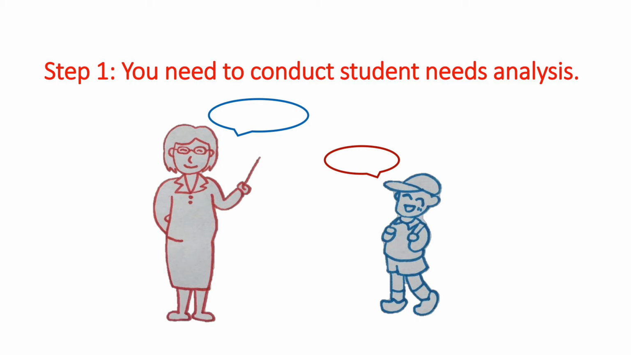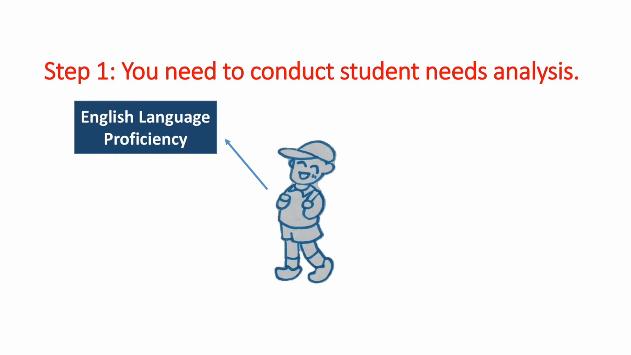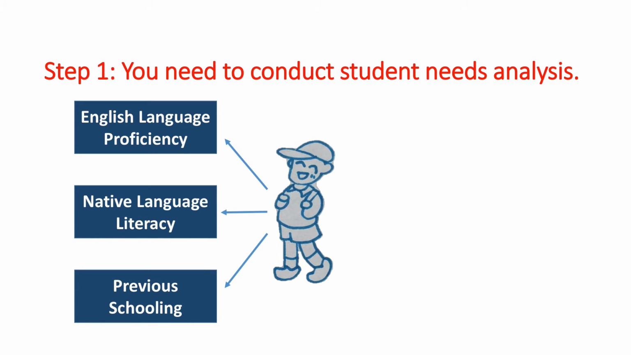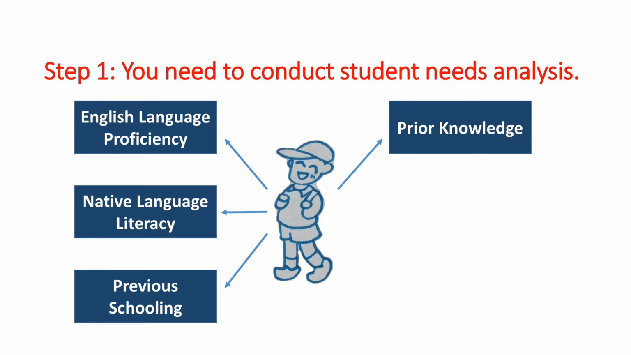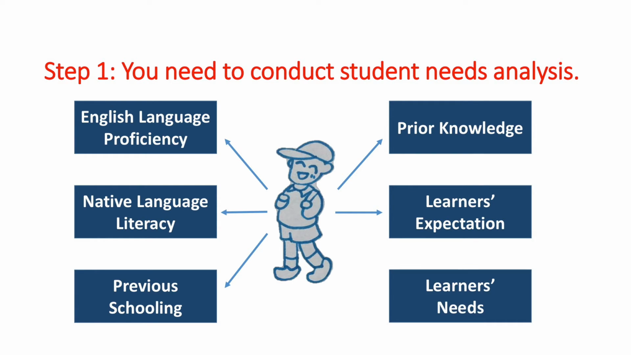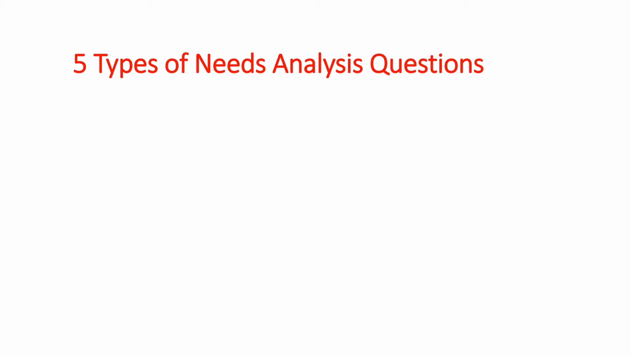To satisfy students' language learning needs, all related information needs to be collected and analyzed, which includes English language proficiency, native language literacy, previous schooling, prior knowledge, learners' expectations from the course, and learners' needs for the target language. In the process of gathering information, 5 types of questions should be asked.